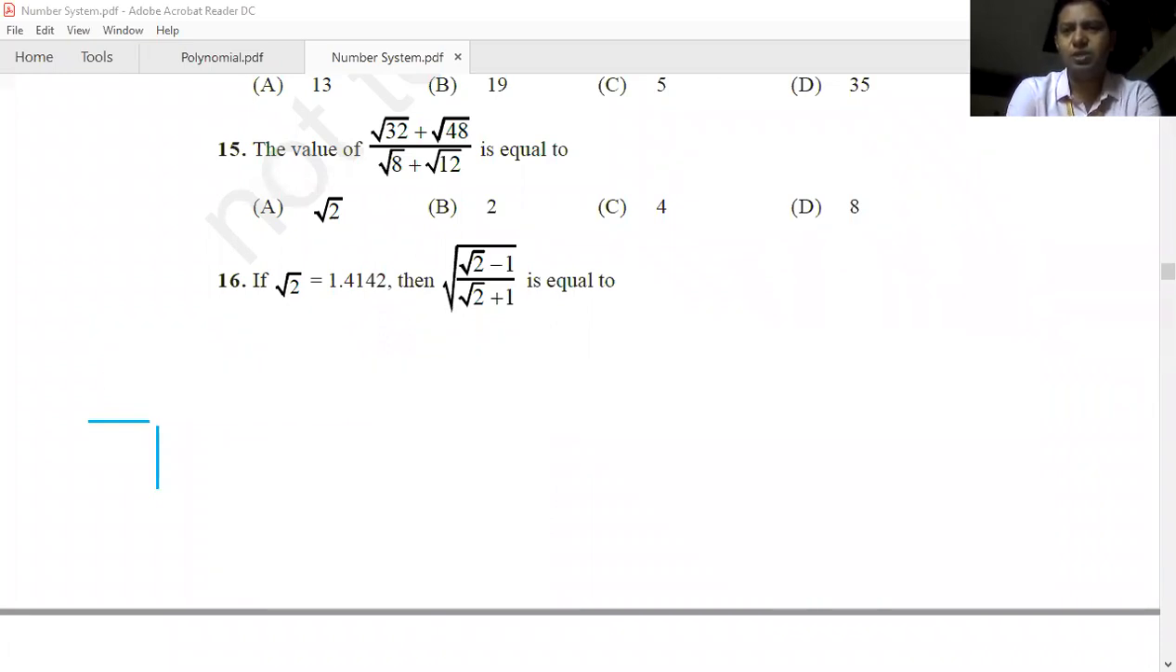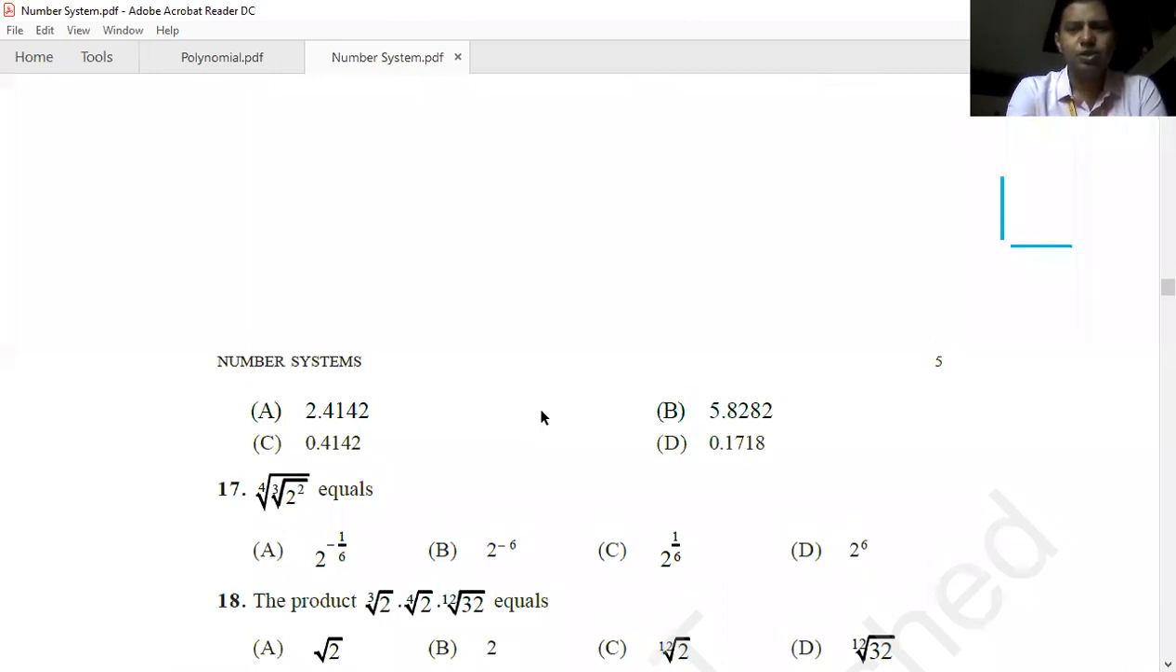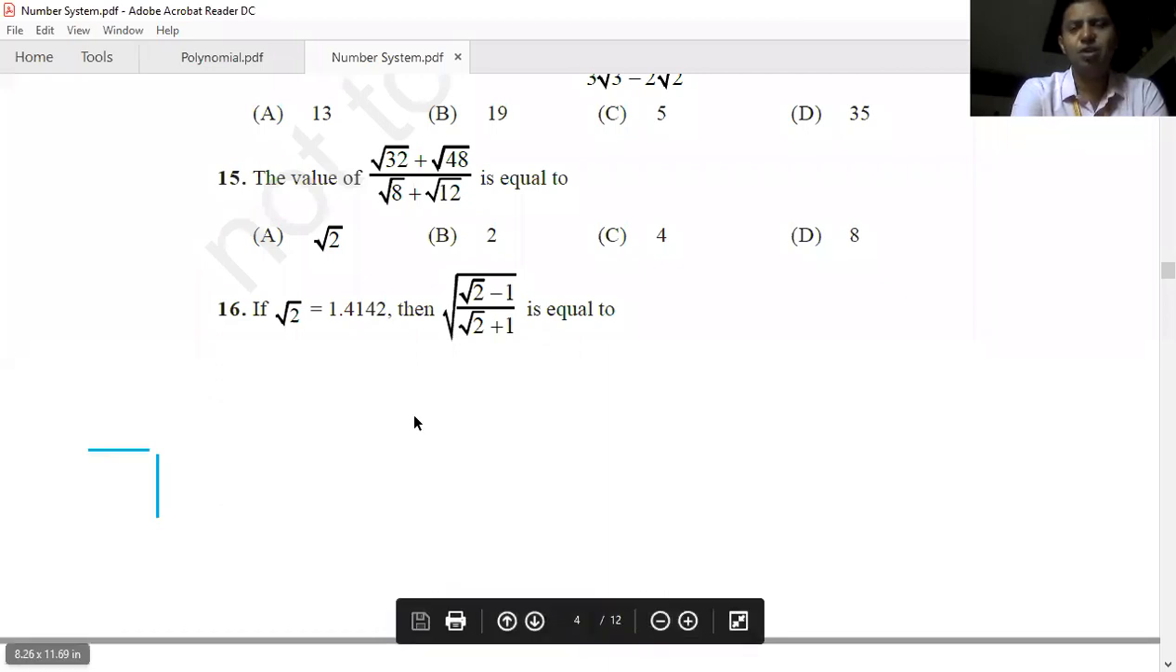If we have a look at the options, all options are given in the form of numbers only, not in the form of roots. So we need to remove this root 2, as the options are 2.4142, 5.8282, 0.4142, and 0.1718. To remove this root 2, we'll rationalize the denominator under the root.